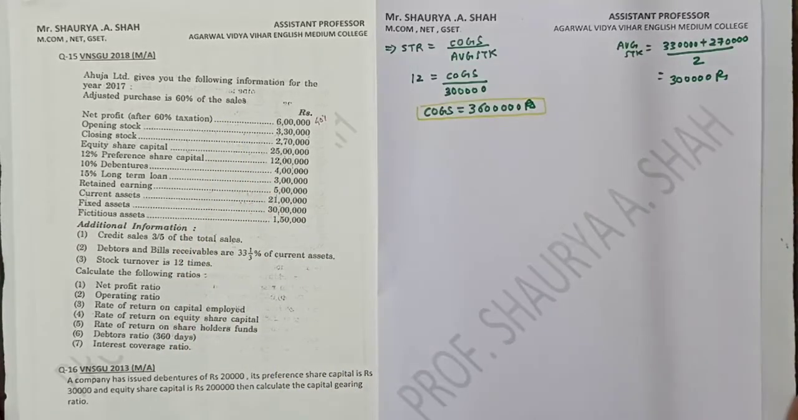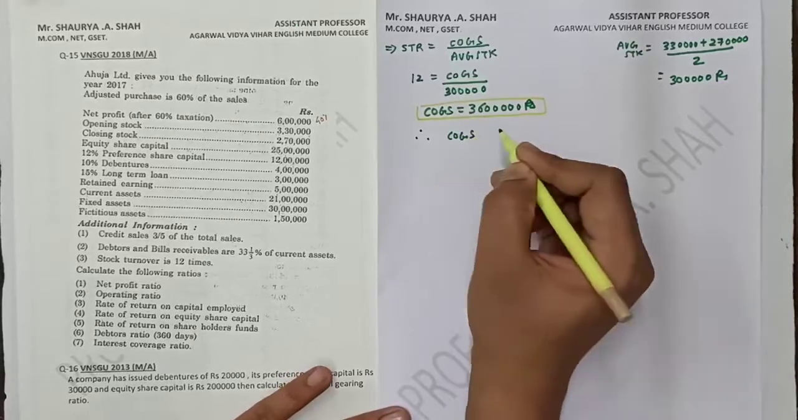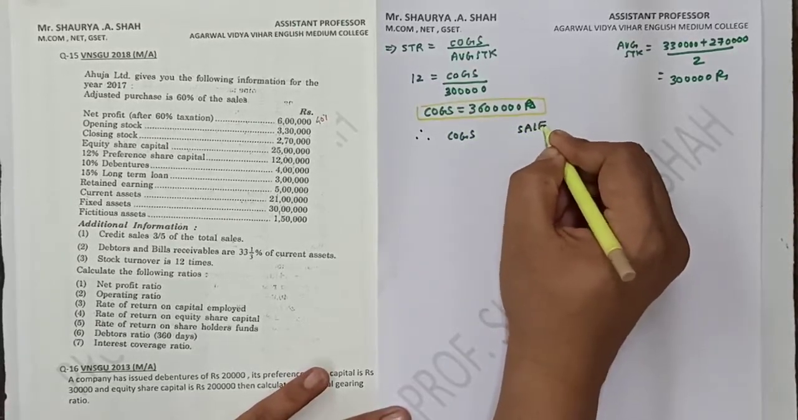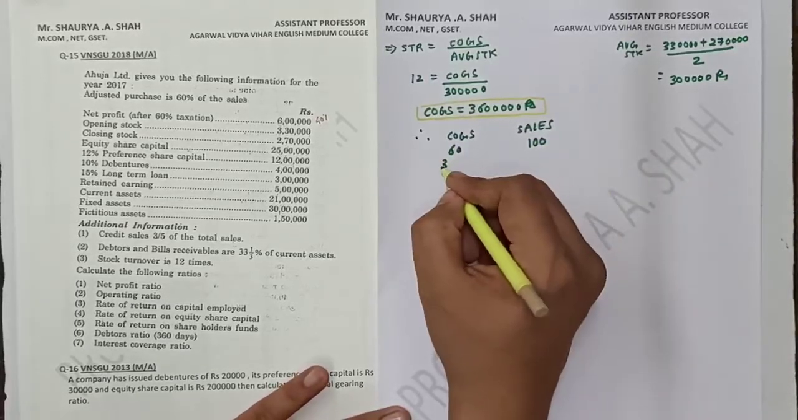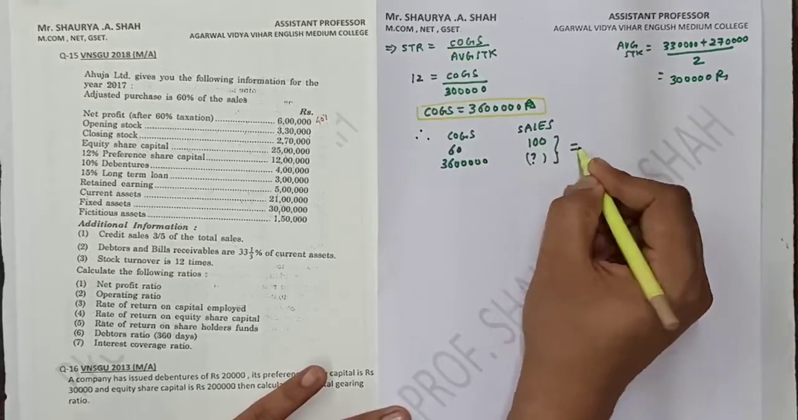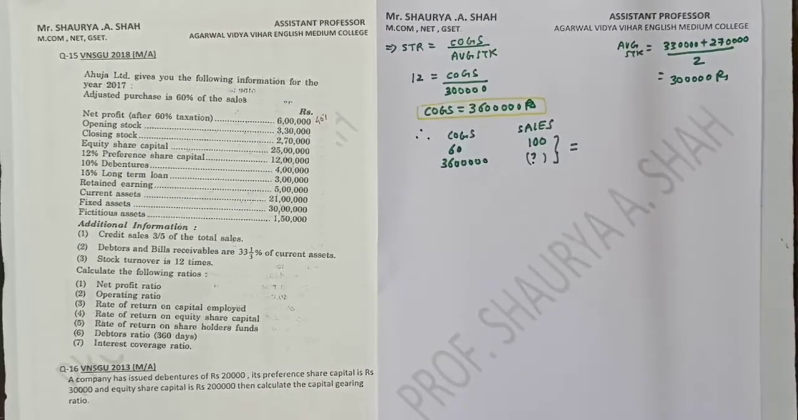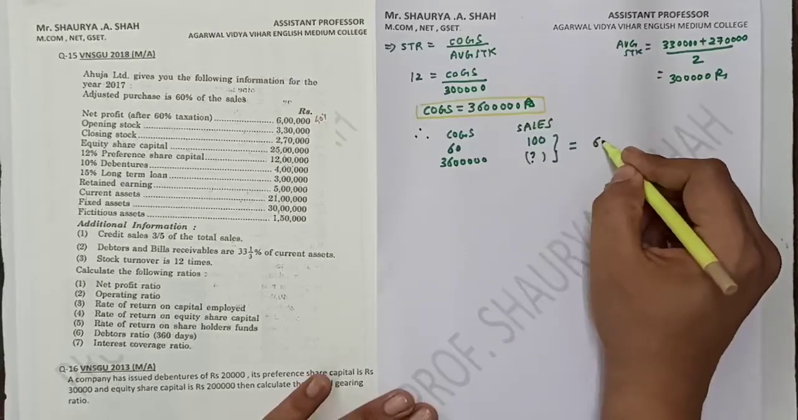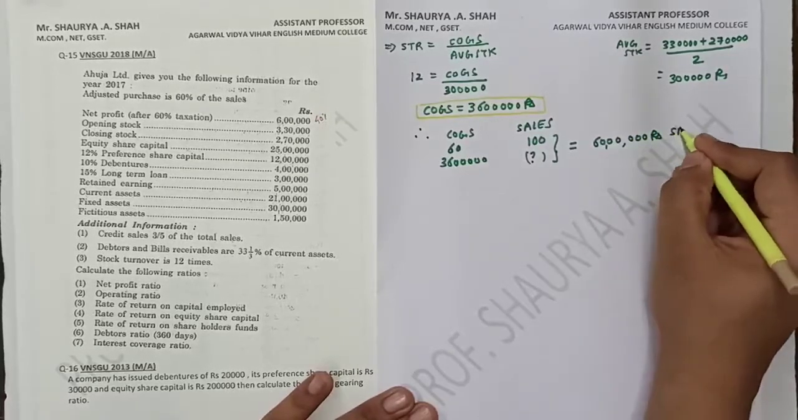So what is my cost of goods sold? It is 60% of sales. So my sales will be, if my COGS is 60%, my sales is 100. So if my COGS is 36 lakh, how much will be my sales, right? So from this information you can find out the sales. So 36 lakh into 100 divided by 60. So you'll get the answer of 60 lakh rupees, right? So 60 lakh rupees is my sales.